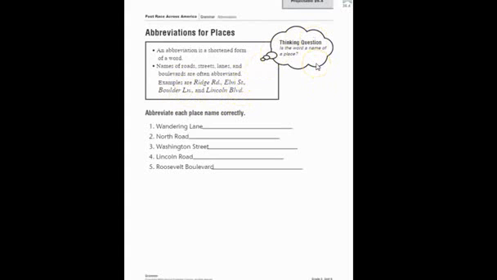So your thinking question here as we go through these places in the examples here is, is the word a name of a place? So number 1, notice they didn't shorten the first word. It was the lane, the road, the street, or the boulevard. And you can use the examples up here in the box to help you. So wandering lane becomes wandering, capital L-N, period. North road becomes north, capital R-D, period. Pause the video and do the other 3, and then come back when you're done.